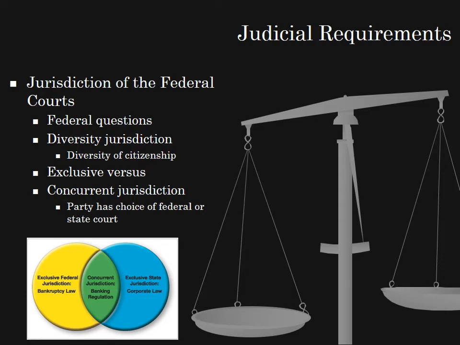So you can see there, our little Venn diagram where we have exclusive federal jurisdiction. So if it's something that deals with federal law, such as bankruptcy law, it's exclusively going to be in a federal court. If it's something that exclusively deals with state law, it's going to be in state court. But if it crosses over, then there's concurrent jurisdiction between the federal and the state courts.